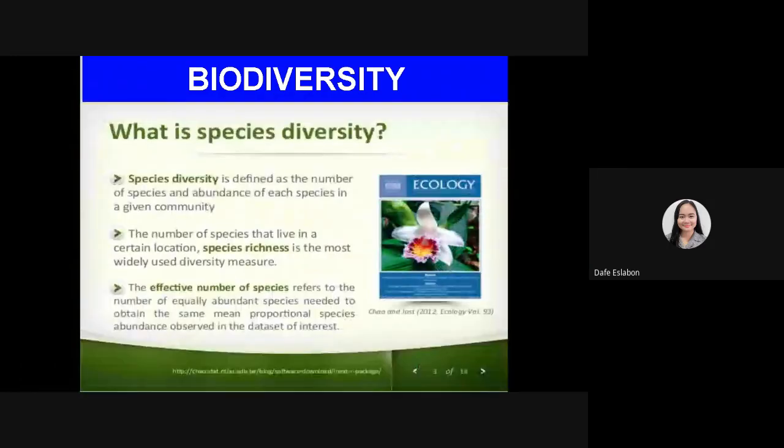And next, if we have genetic diversity, then second is species diversity. Now, what is species diversity? It is defined as the number of species and abundance of each species in a given community. It's also the number that live in a certain location. Species richness is the most widely used diversity measure. Okay, let's see in the next slide a specific example of species diversity.